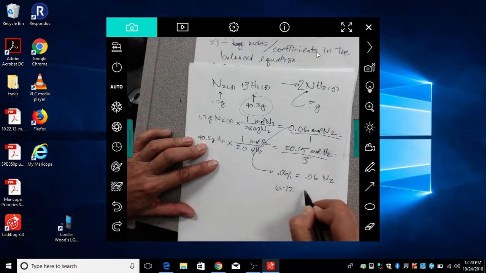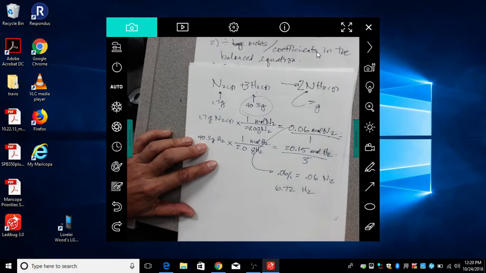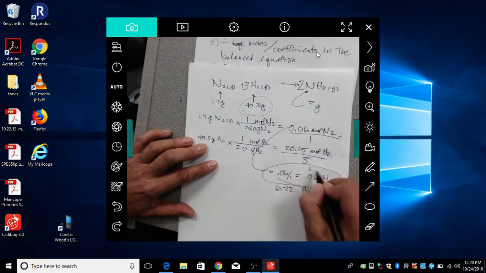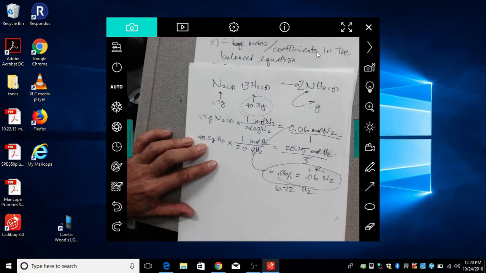6.72 is for the H2. All right, so what's the smaller number? All right, so there's our limiting reagent. So now we have to start all of our calculations with the limiting reagent.